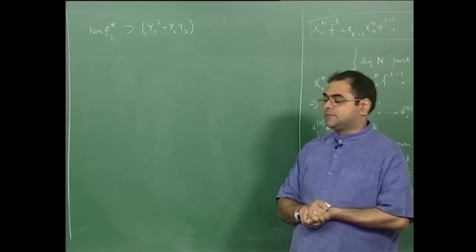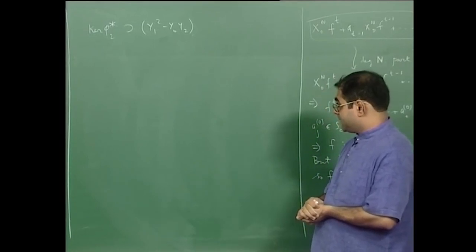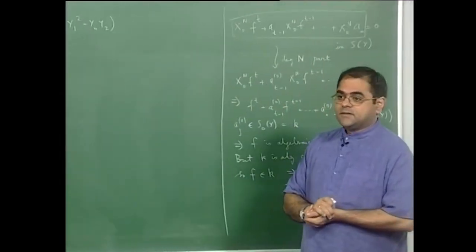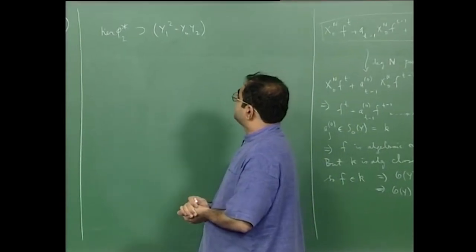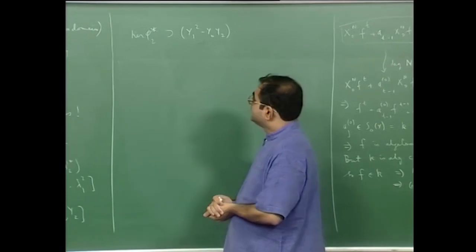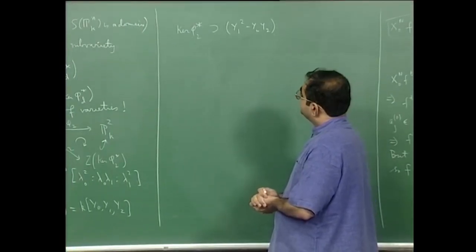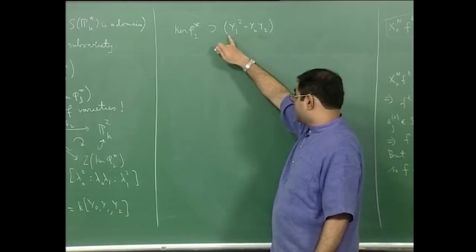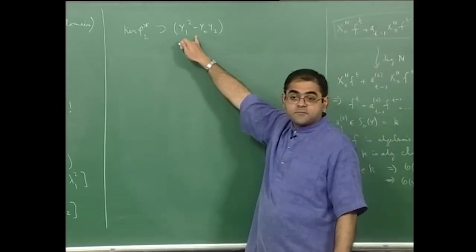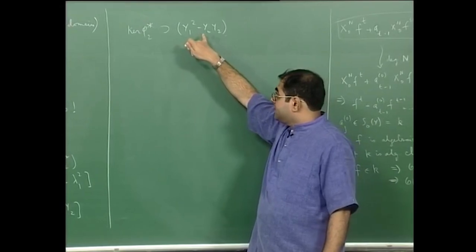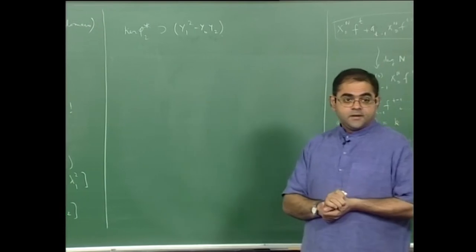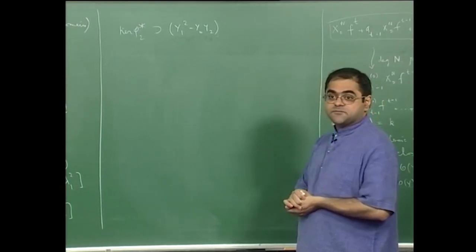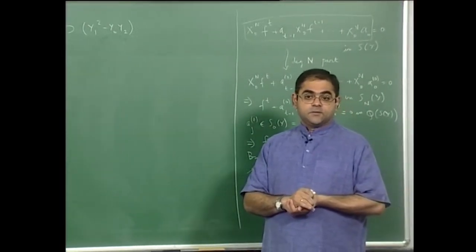In fact, if you use some commutative algebra, you can show that this is exactly the kernel. The reason is that y1 squared minus y0 y2 is an irreducible polynomial. Therefore the ideal it generates is a prime ideal, and this is a homogeneous prime ideal. The height of this ideal is going to be 1, and that's just because of Krull's principal ideal theorem.